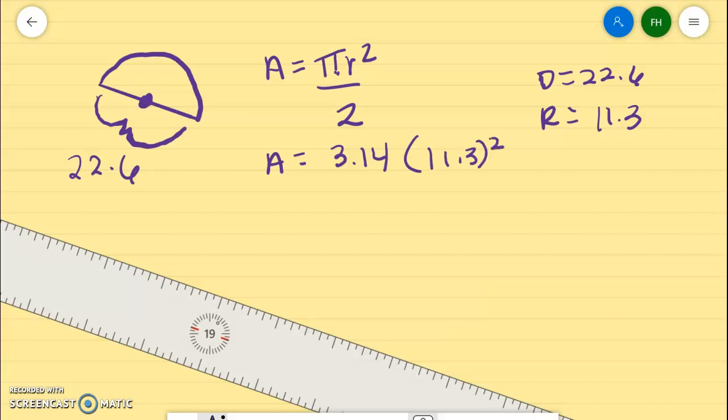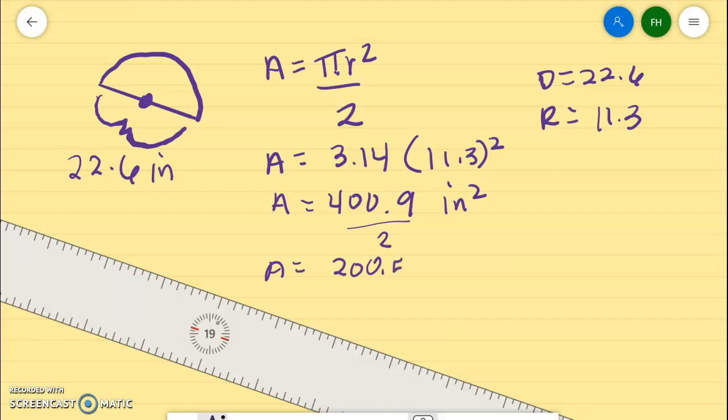So 11.3 squared times 3.14 would be 400.9, and I forgot to write the unit of measurement here. Inches, square inch. Oh, and I almost made a mistake here. I forgot to divide it by 2 because we only have half of a circle. So let me divide it by 2, and I would get 200.5 for my area of my semicircle.